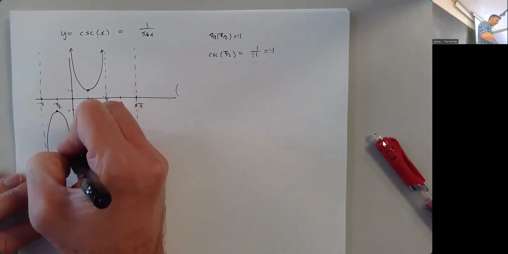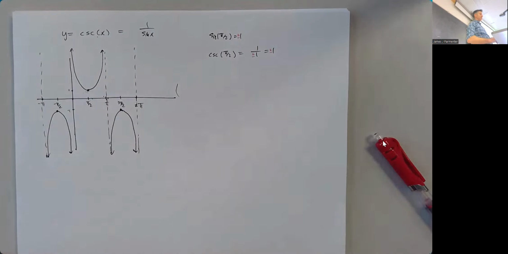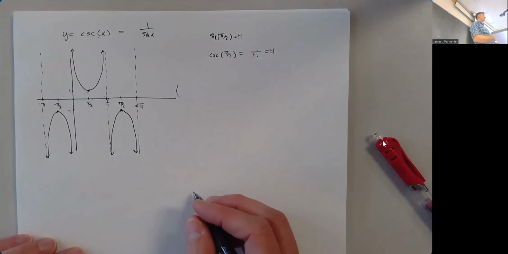Some people like to say, although I discourage you from saying this, these are parabolas. They're definitely not parabolas. They kind of have a look that is similar-ish to a parabola, but they're definitely not parabolas because parabolas don't have vertical asymptotes. It's okay to say, oh yeah, they're kind of like parabolas, but they're not parabolas. So there's your cosecant graph.